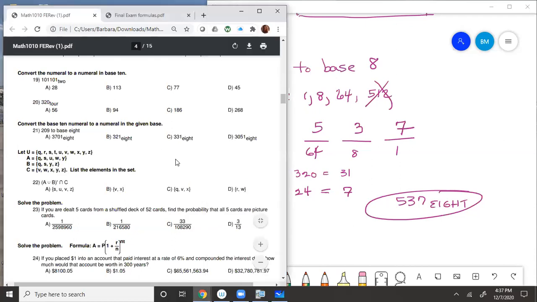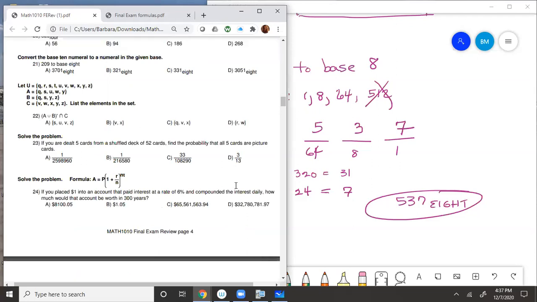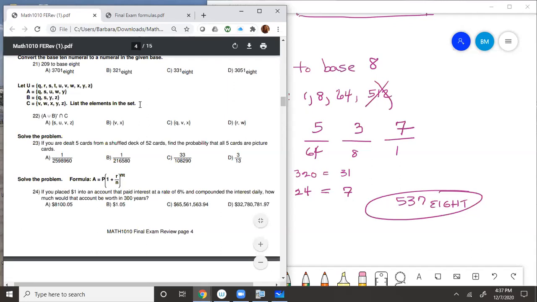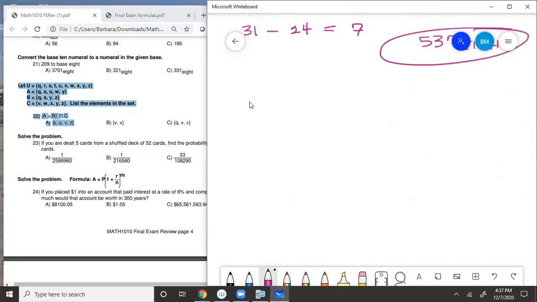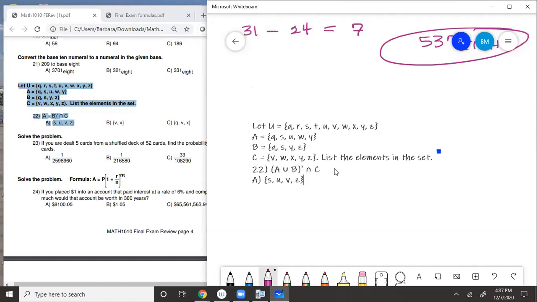All right. Okay, we have some more Venn diagram and sets. I wonder if I can copy this. Oh, that's cool.